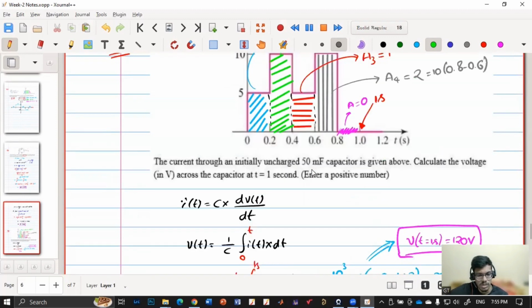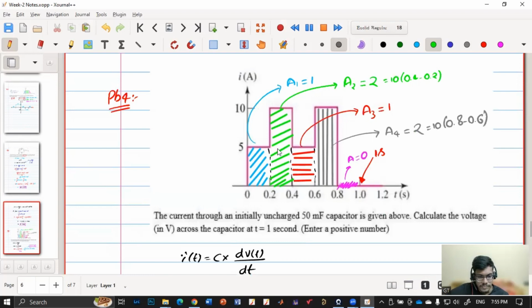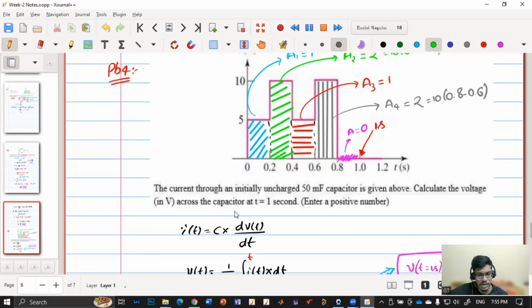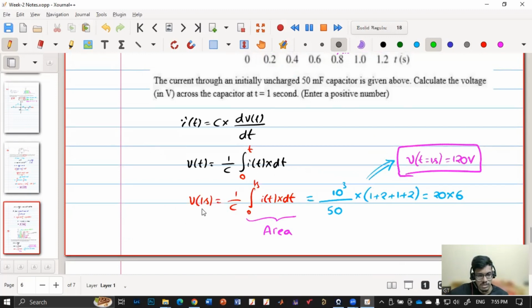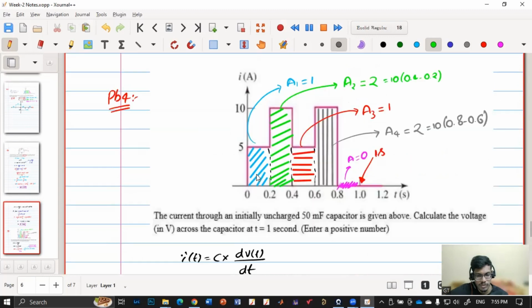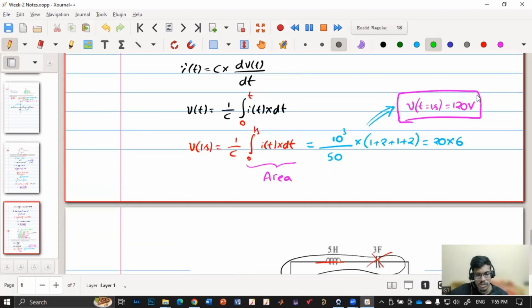In the other question, they gave the capacitor current and asked for the voltage at a given instant. We know that the capacitor voltage is 1 by C times the area under the current I of t. So we calculated the area and we got the voltage at time t equal to 1 second.